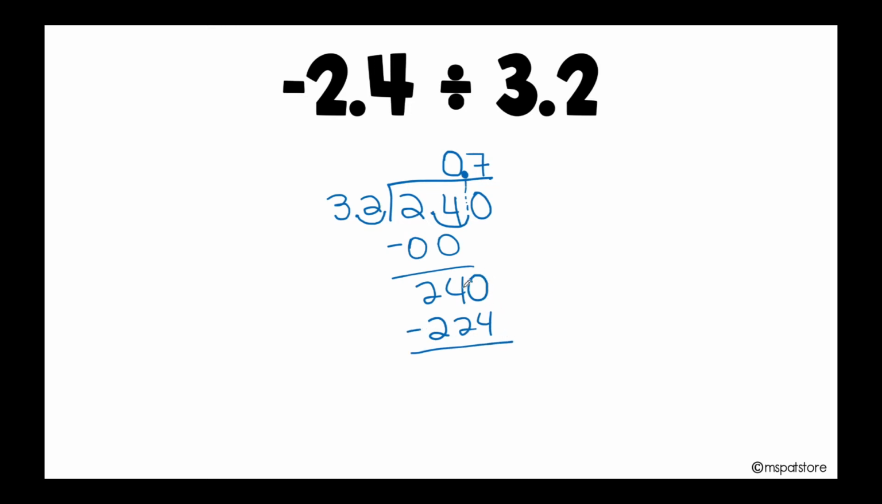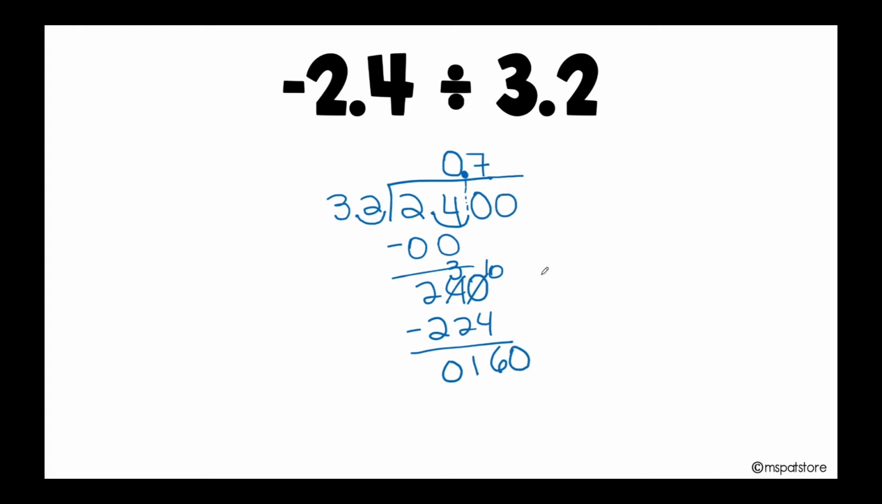0 minus 4, I cannot do it. I need to ungroup this 4. It will stay as a 3, and this one will become a 10. 10 minus 4 is equal to 6. 3 minus 2 is equal to 1. 2 minus 2 is equal to 0. So now let me make this part a little longer. I'm going to bring down another 0.